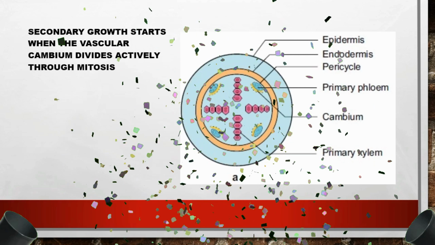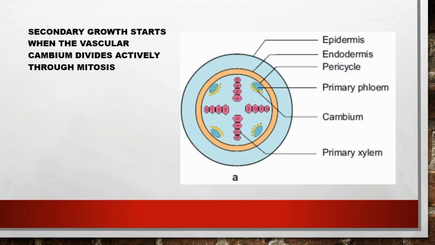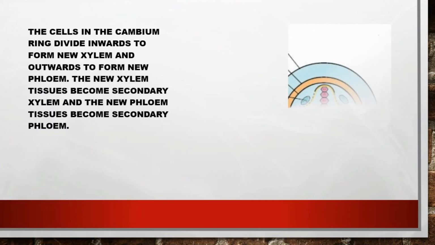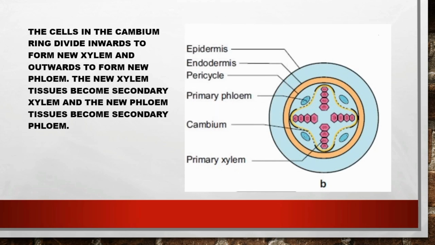The first phase of the secondary growth starts when the vascular cambium divides actively through mitosis. Cells in the cambium ring divide inwards to form new xylem and outwards to form new phloem. The new xylem tissues become secondary xylem and the new phloem tissues become secondary phloem.